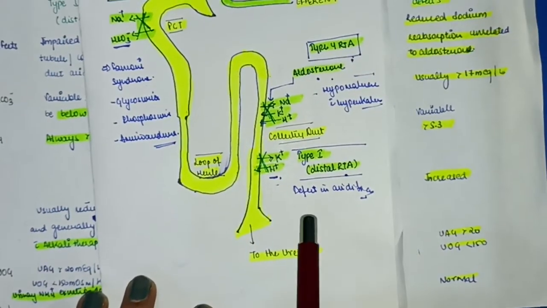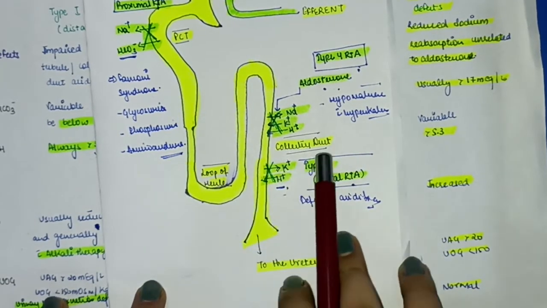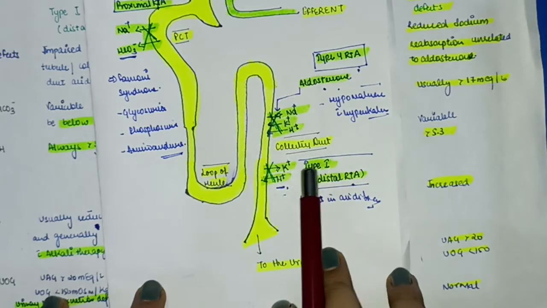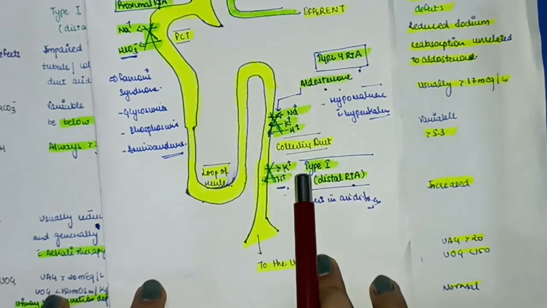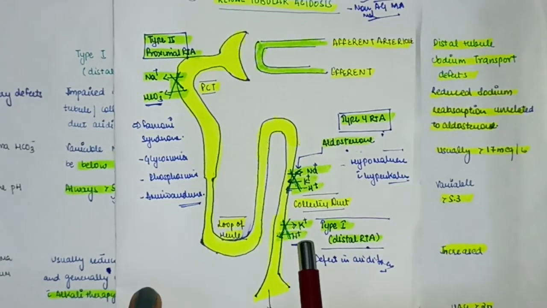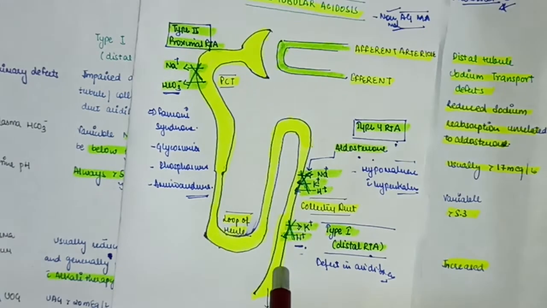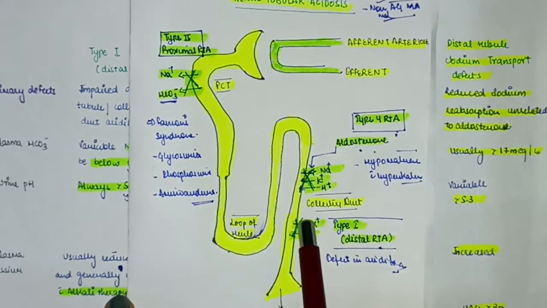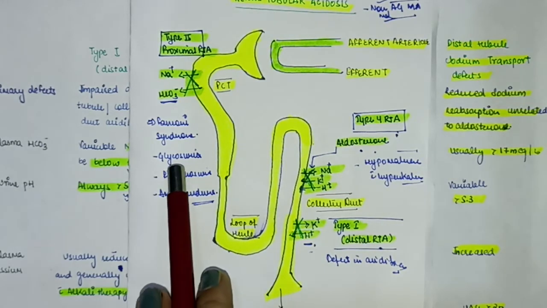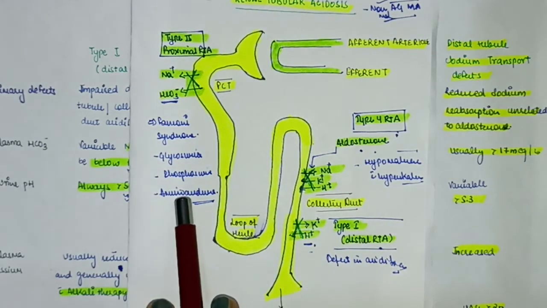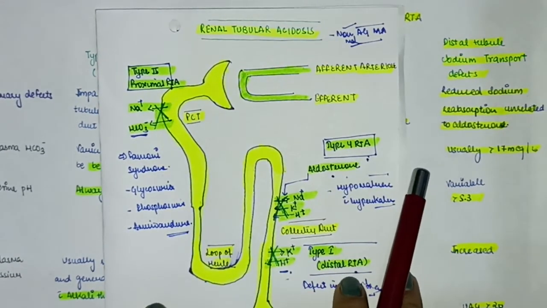Moving to distal RTA, in distal RTA, there is a defect in hydrogen ion secretion in the collecting duct as well as distal tubules, resulting in decreased hydrogen ion secretion and impaired reabsorption of potassium ions. One important thing is type 1 and type 2 RTAs usually result in hypokalemia because of impaired hydrogen ion secretion in these two RTAs. So in type 1 and type 2 RTA there is hypokalemia. In type 3 and type 4 RTA there is hyperkalemia.